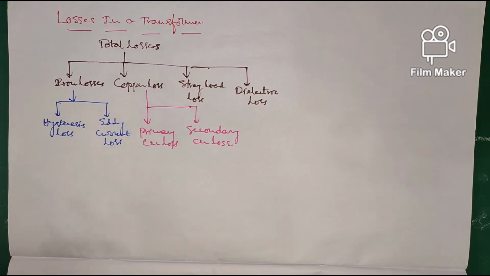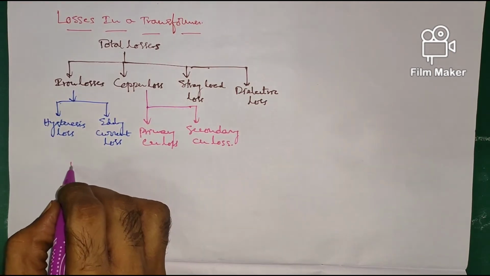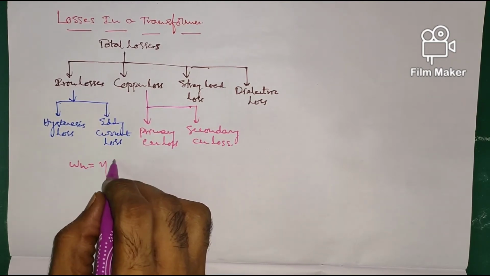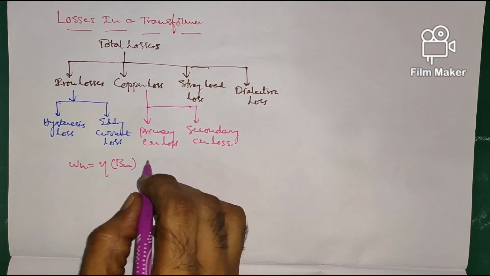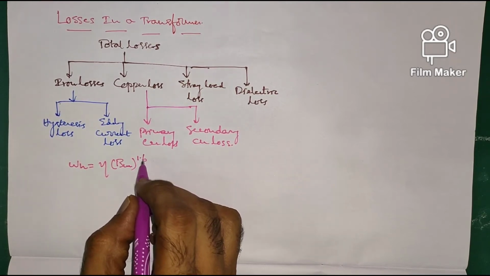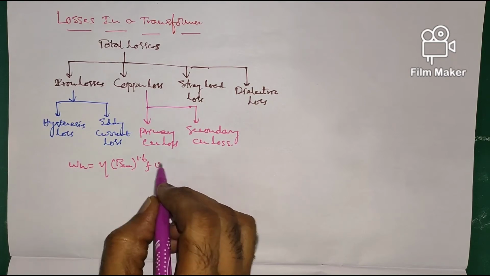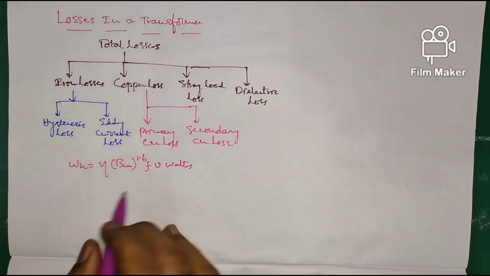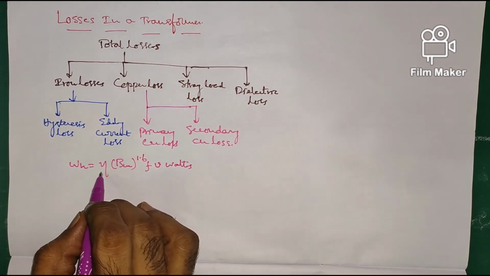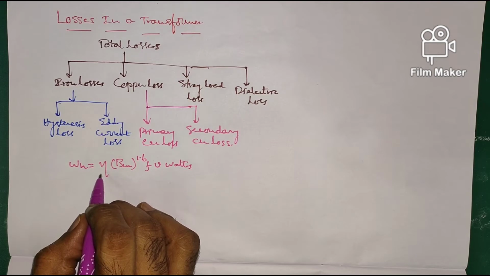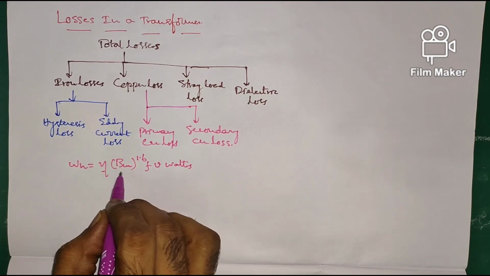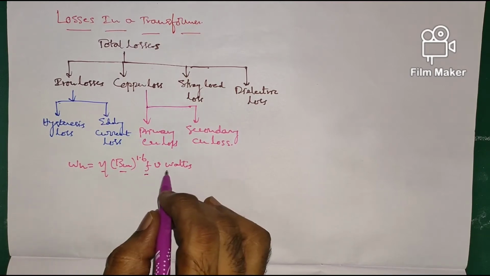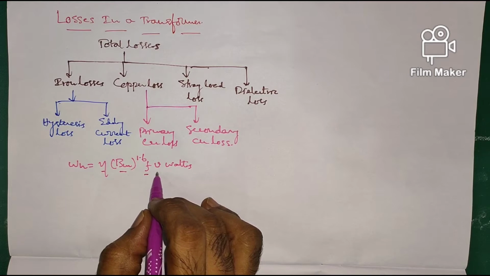The hysteresis loss. The formula for finding out hysteresis loss is given by eta multiplied by Bm to the power of 1.6 into F into V watts, where eta is known as hysteresis constant. It depends upon the material, and Bm is the maximum value of flux density, F is the frequency, and V is the volume of the core in meter cube.